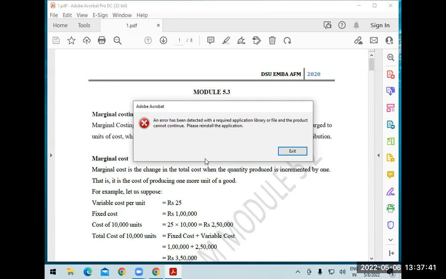Normally, it consists of an introduction. Then the meaning, the definition of financial statement analysis, and then tools for financial statement analysis. Tools means what? Anybody? Tools for financial statement analysis. And then you have to write about ratio analysis. Next one is ratio analysis.